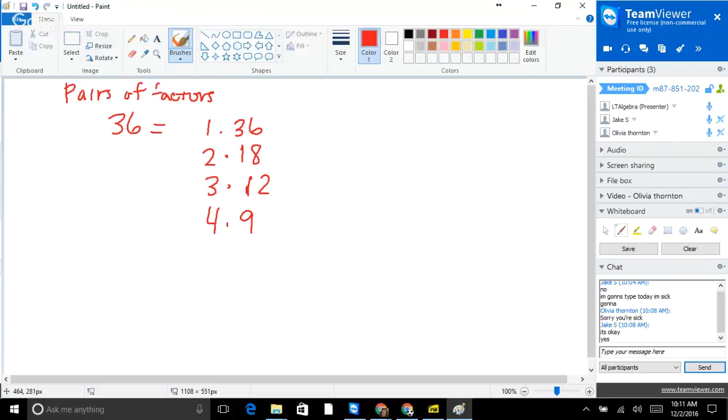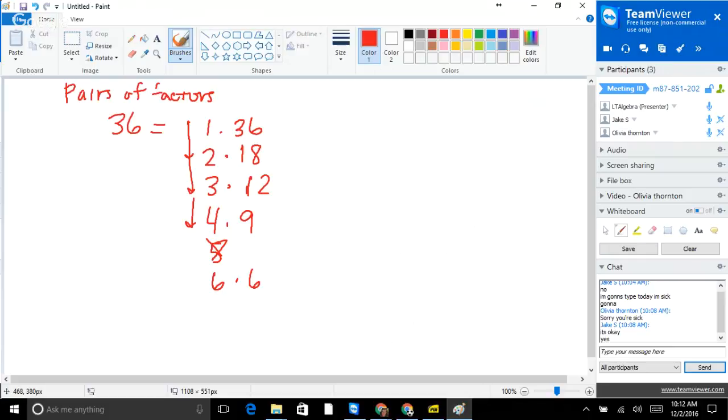And how I find these pairs of factors, just to explain my thought process, is I start with the number 1. And 1 always divides it, right? And then I say, okay, does 2 divide into the number? Does 3? Does 4? And then I'm going to check 5. Does 5 divide into 36? And it doesn't, right? And then I go to 6. Does 6 go into 36? Yeah, 6 times 6 is 36.